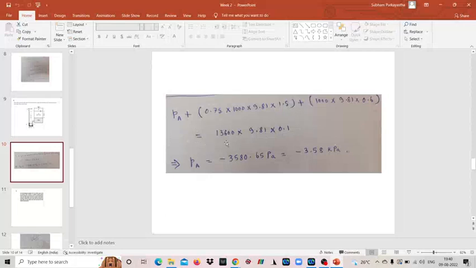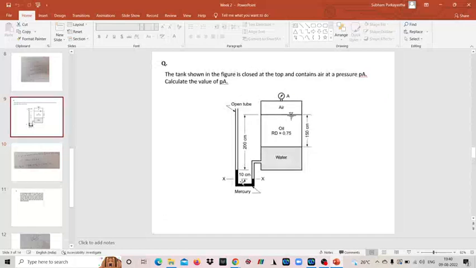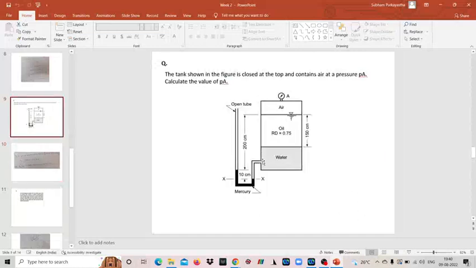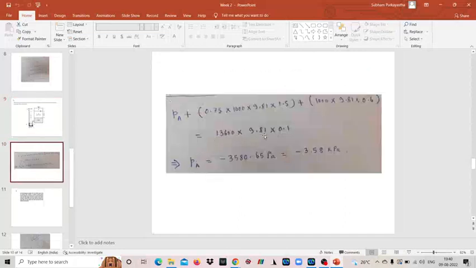So once you obtain PA, you might have understood from these calculations that we are assuming atmospheric pressure as the reference level. That is, these are all gauge pressures. Now, on the left limb, this is mercury, and what is the depth of mercury? It is 10 centimeter. So density of mercury into g into 10 centimeter converted to meter, so it is 0.1 meter. So this is basically the equation.